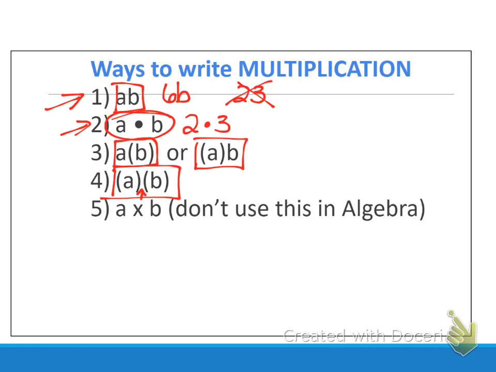So all of those are ways that we write multiplication. And you're going to see them in all those different ways in different things that you see. But just remember, every single one of those means multiply. Now, we're not going to use this one very much in algebra.